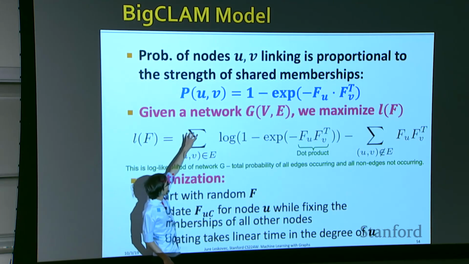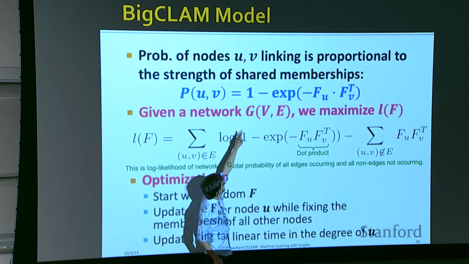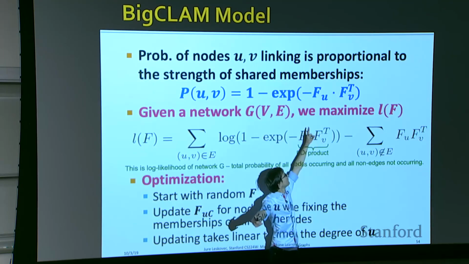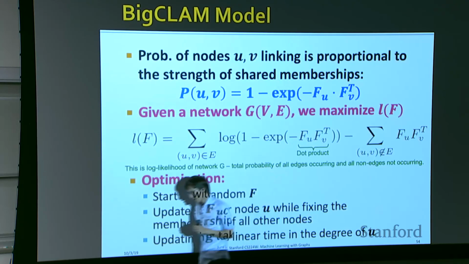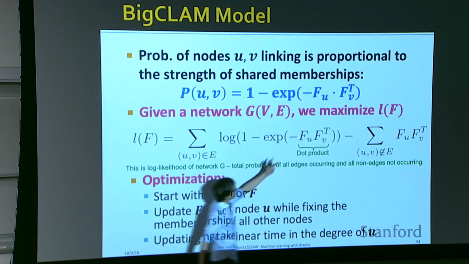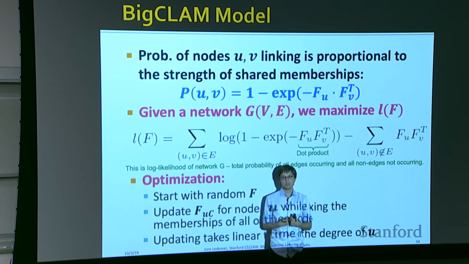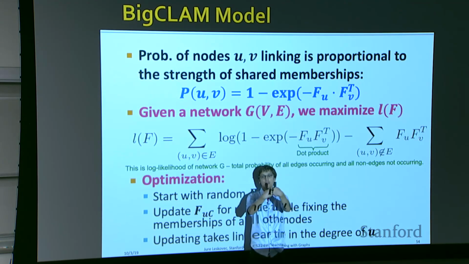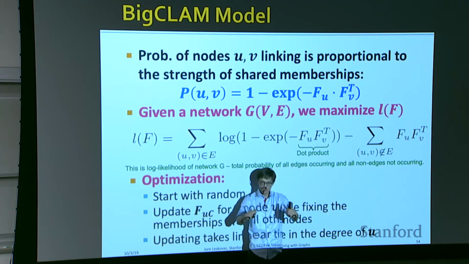The way we will define the probability of an edge is defined up here, and let me explain. It will be 1 minus the exponent of the negative dot product between the membership vector f of u and the membership vector of v. Okay? Why are we doing it this way? Because what is a dot product? If you have two vectors, you multiply their coordinates and sum them together. So if one of the entries is 0, then the product will be 0. So this product will be non-zero only over the communities where u and v both belong to them.